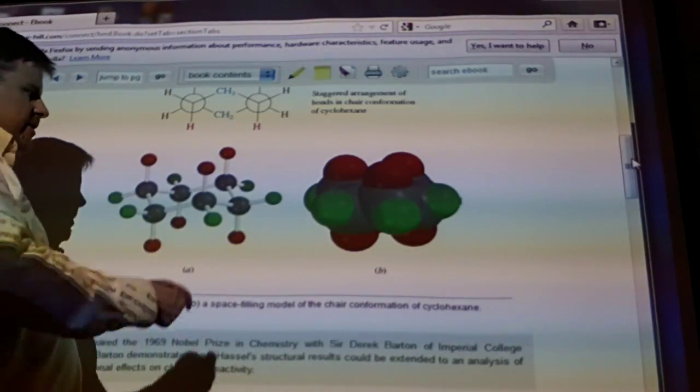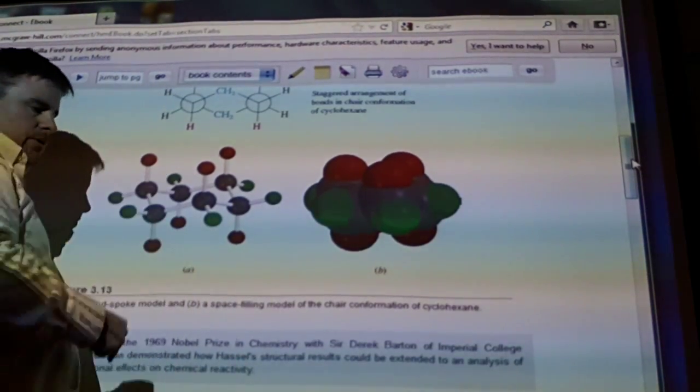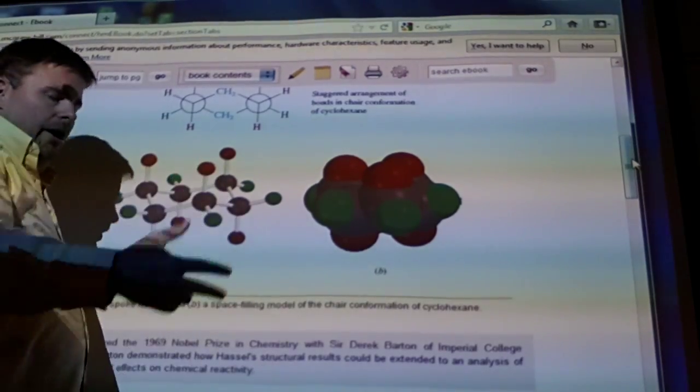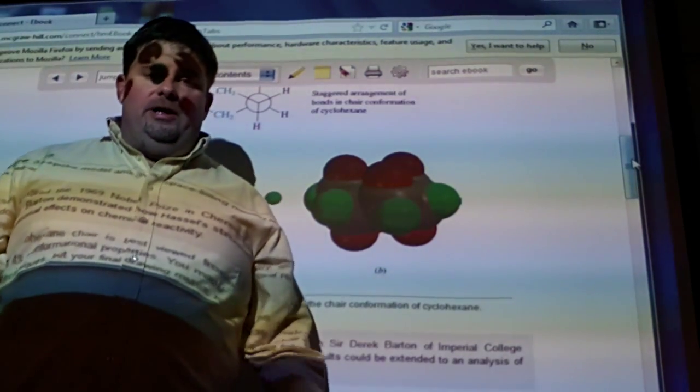Not 1, 3, 5 because this is a 1, 2, 3. Okay, 3 carbons away. 1, 2, 3. All of these things are 1,3 away. Okay, so we call them 1,3 diaxial interactions.